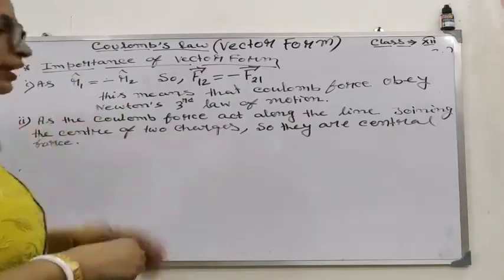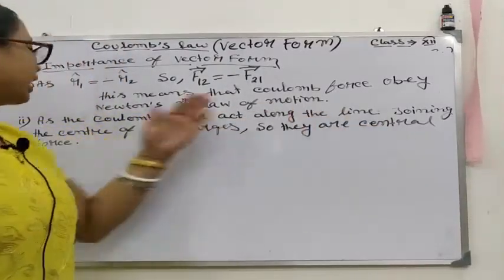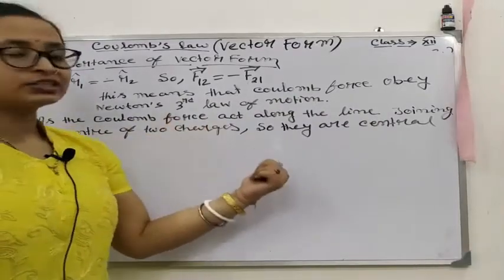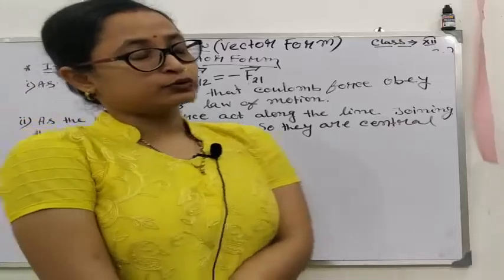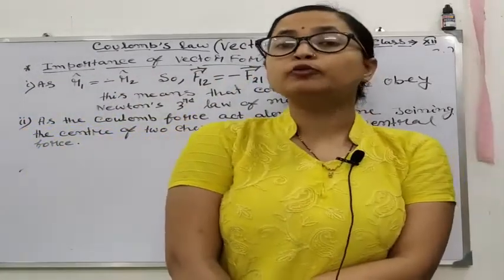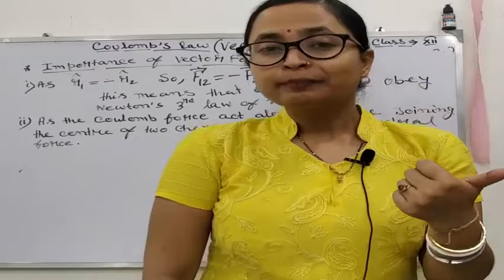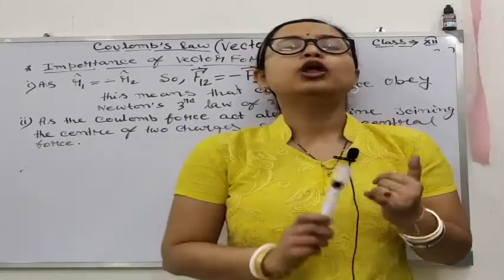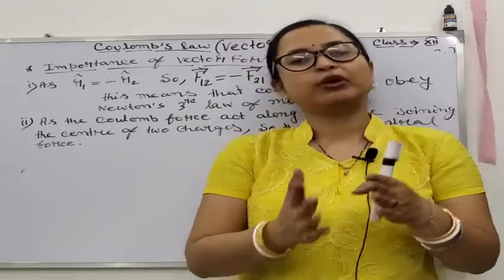So you can write that the Coulomb force acts along the line joining the centers of the two charges. So they are central forces. They are known as central force. So by using the vector form of Coulomb's law, you can prove two phenomena. Coulomb's law obeys Newton's third law of motion, and second, Coulomb's law is a central force. By using this vector form you can prove that.